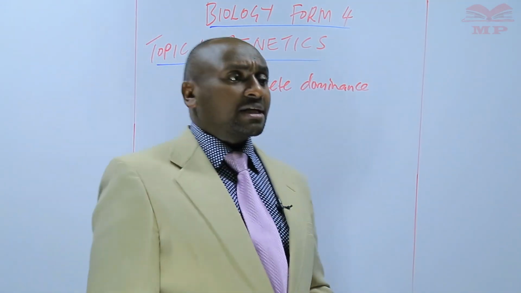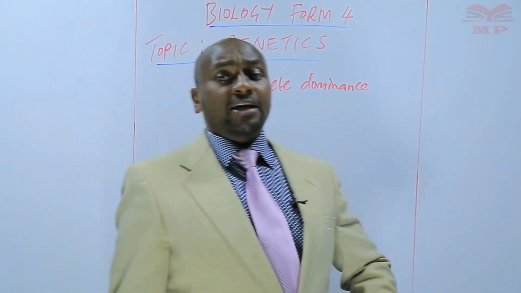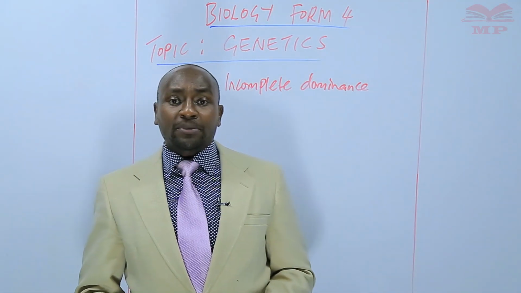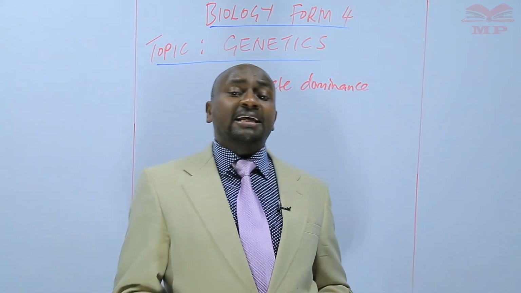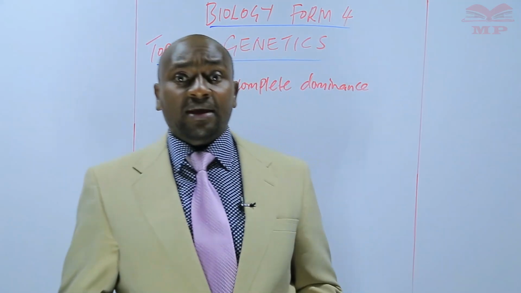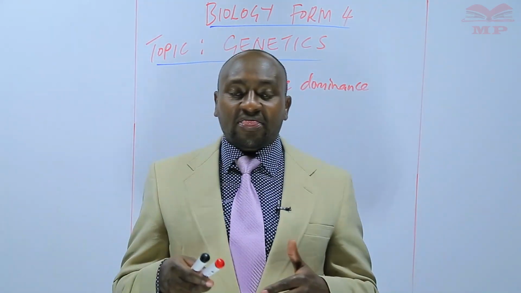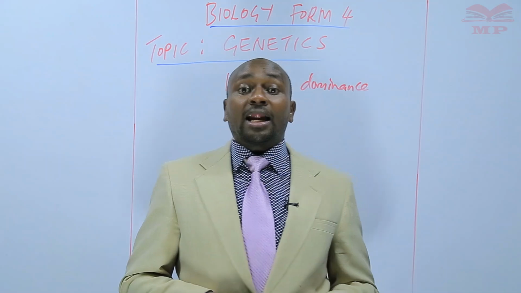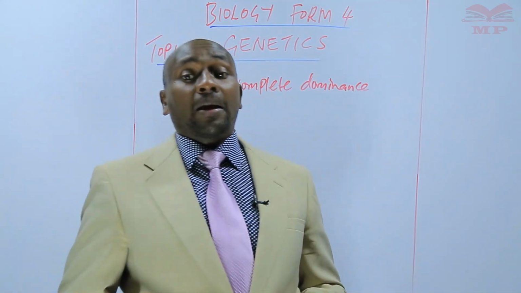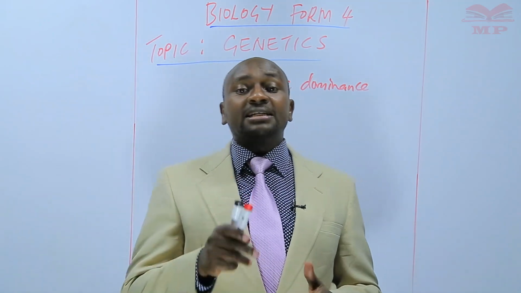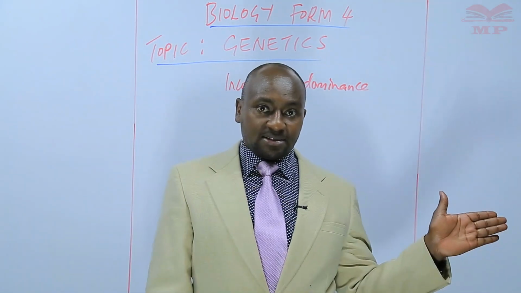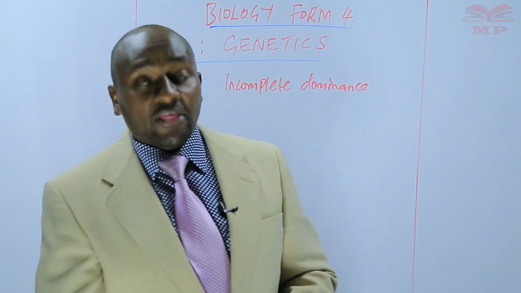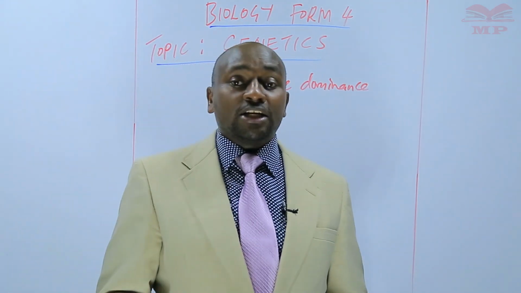Now, I want us to learn something a bit different from that, and this is what we are referring to as incomplete dominance. This is a situation whereby we have two alleles, but instead of one allele dominating the other, both alleles form a trait that is an intermediate of the two. Neither allele expresses itself, but what you get as the product is an intermediate trait, a trait that is neither allele A nor allele B, but is in between the two. We refer to that as incomplete dominance.